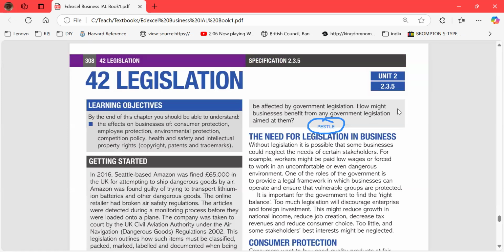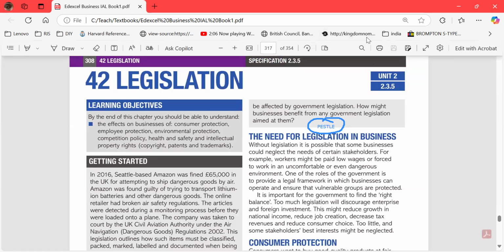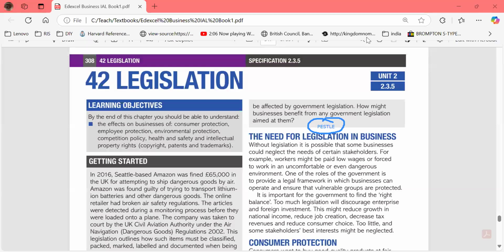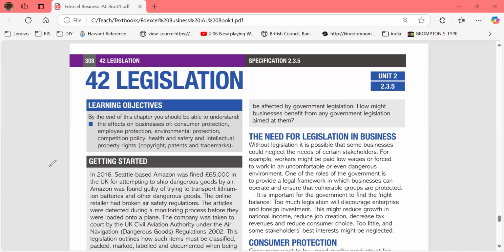Legislation is basically the law, the rules and regulations that are implemented in a particular country. If we go against the legislation, we will be penalized by the government. These legislations also affect the activities of the business. It has a great influence. So let's quickly go through some of the factors.